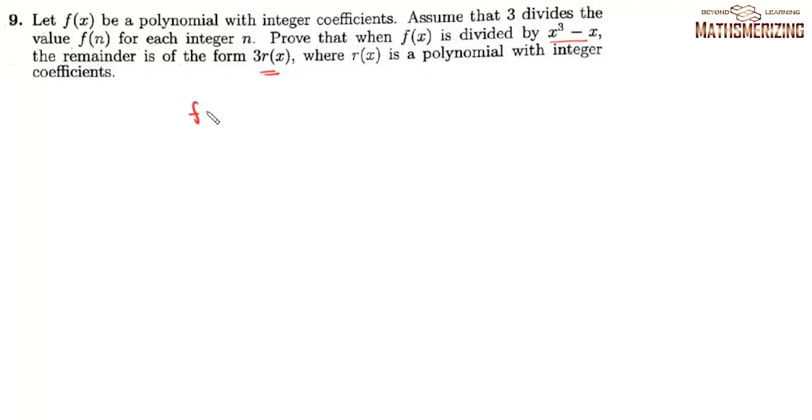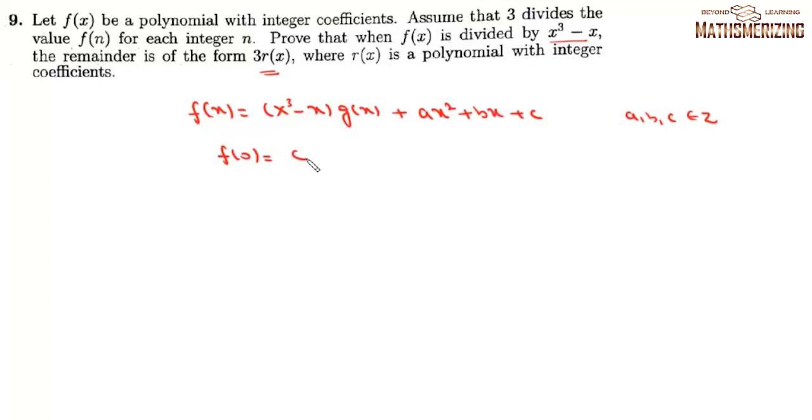Now we can write this polynomial f(x) as (x³ - x) g(x) + (ax² + bx + c), where a, b, c are integers. Now if we find f(0), it is c, and it says 3 divides the value f(n) for each integer n. That means 3 divides c, and if 3 divides c, then c is of the form 3k1, where k1 belongs to Z.